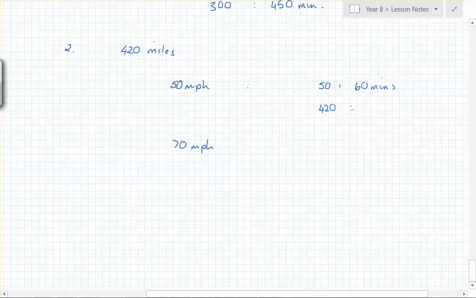So how can we work that out? So we can simplify it to 5 to 6 minutes again. 5 to 6. And then we can divide 420 by 5. And then the quotient we can use to multiply 6 by, and then we will get the answer for how much in 420 miles.